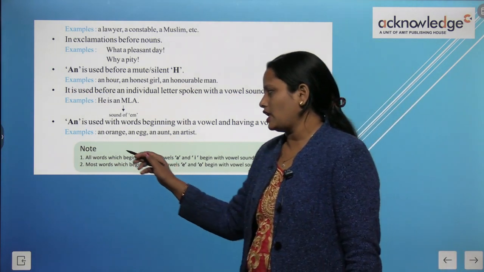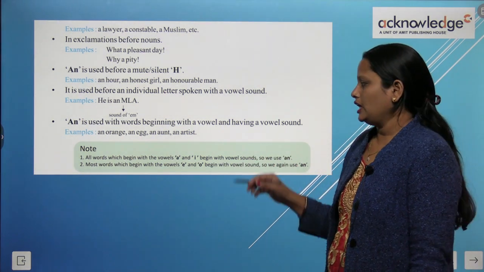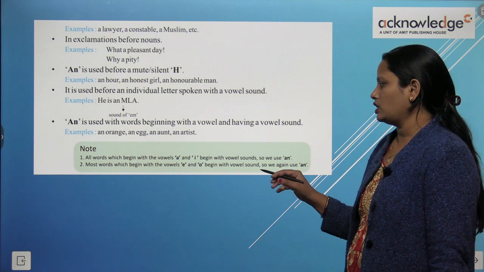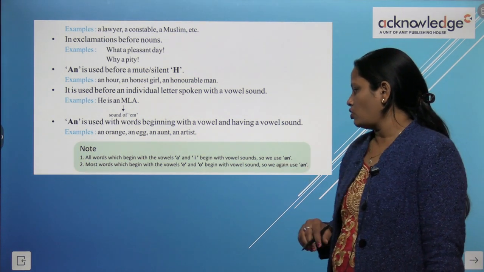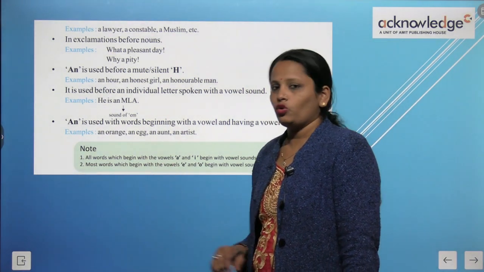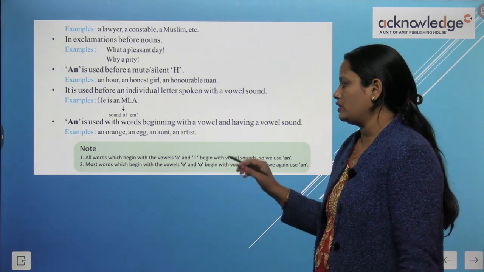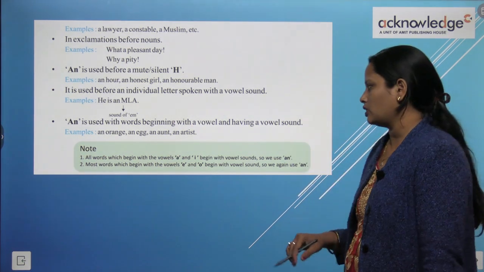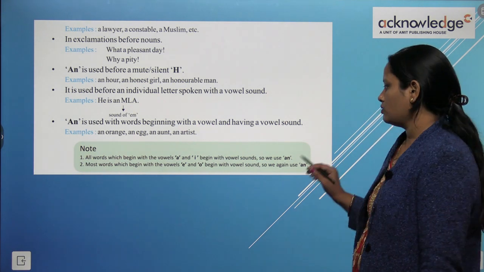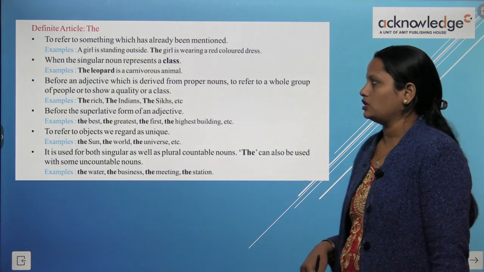What it's telling? All words which begin with vowel A and I. So जो भी words जो vowel A और I के साथ यूज होते हैं vowel sound, so we use an. तो ऐसे में हम उनके साथ an यूज करते हैं. Most words which begin with the vowel E. So कई सारे words हैं जो vowel E या फिर O के साथ start होते हैं. Begin with a vowel sound. वो vowel sound के साथ start होते हैं. So we again use an. यहाँ पे भी हम an use करते हैं.